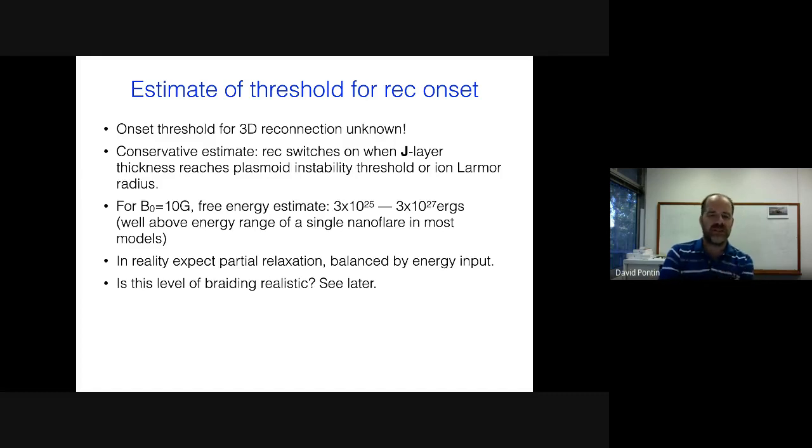If we make this estimate and we put in some kind of typical numbers, then we get a fairly large free energy associated with our braiding, which is well above what you need for a single nanoflare. Now, of course, you would generally expect only a partial relaxation. You don't get all of this energy out at once. And that should be balanced by the energy input. Now, an obvious question that one might ask is whether this level of braiding that we're talking about here is in any way realistic, and I'll touch on that briefly a little bit later.